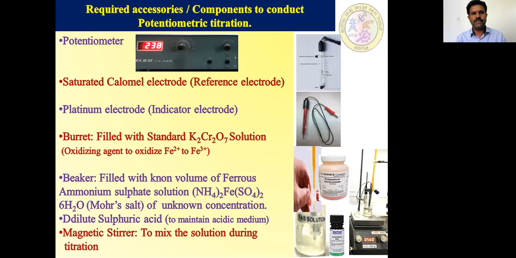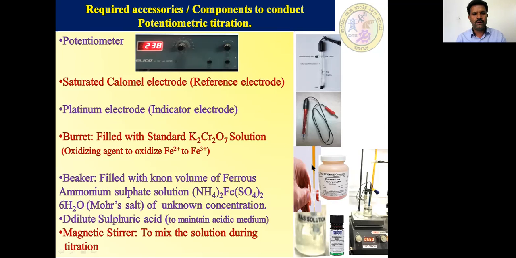The required accessories or components to conduct our potentiometric titrations are the potentiometer digital instrument, the saturated calomel electrode, which is used as a reference electrode, and the platinum electrode, which functions as an indicator electrode. It responds to change in concentration of the same species in different oxidation states.